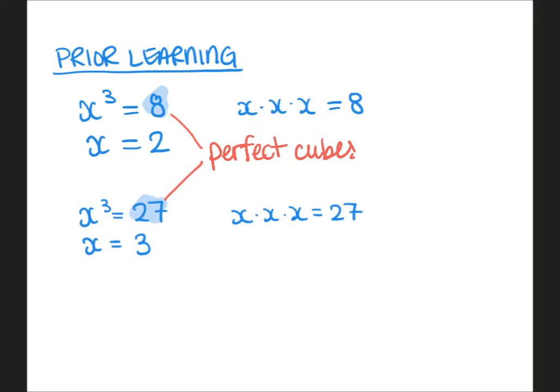We also have, for example, 64, because 4 times 4 times 4 makes 64. Another example is 125, because we have 5 times 5 times 5 makes 125. These are all perfect cubes, because these numbers give us whole numbers as their cube root. The cube root of 64 is 4. The cube root of 125 is 5. But of course, we're not always going to get perfect cubes as a number that we're going to try to solve.